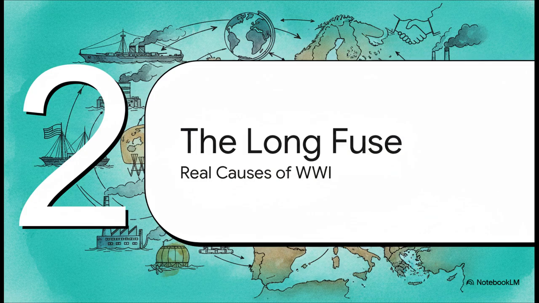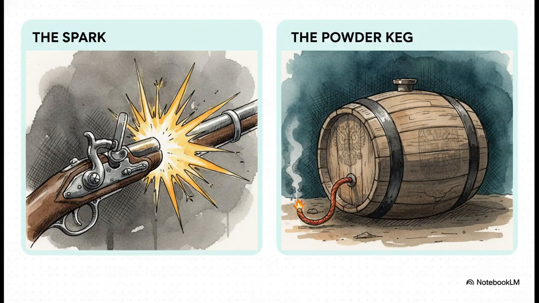All right, we've got our toolkit. Now let's put these concepts to work on World War I. We're going to move way beyond that simple gunshot and start looking for what I like to call the long fuse. You know, the real deeper causes that have been building up for years and years. And this is where our toolkit really starts to pay off.